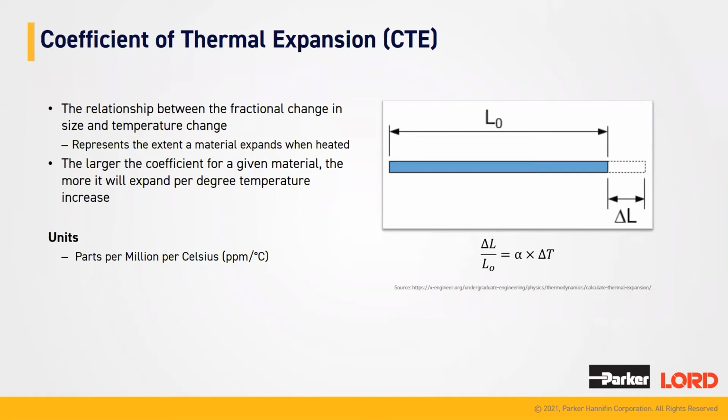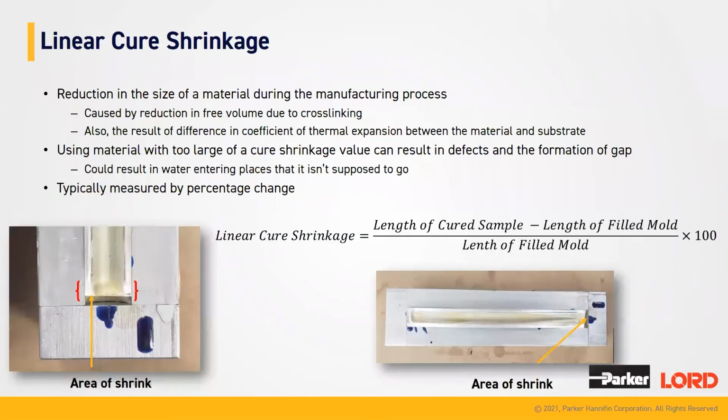And units for this property are typically referenced in parts per million per degree Celsius. The linear cure shrinkage is the reduction in the size of a material during the manufacturing process. This reduction in size is generally caused by the reduction in free volume due to the cross-linking of the resin and the hardener, so the A side and the B side.